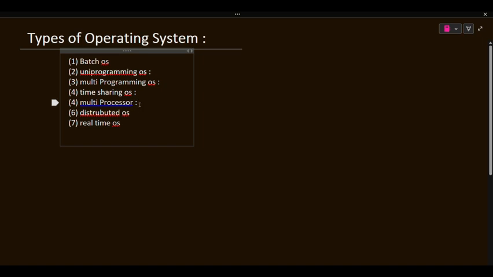Now the next one is multiprocessor. In this operating system, there are multiple processors working together. There are two types of multiprocessor operating systems. One is asymmetric multiprocessing. The second one is symmetric multiprocessing.